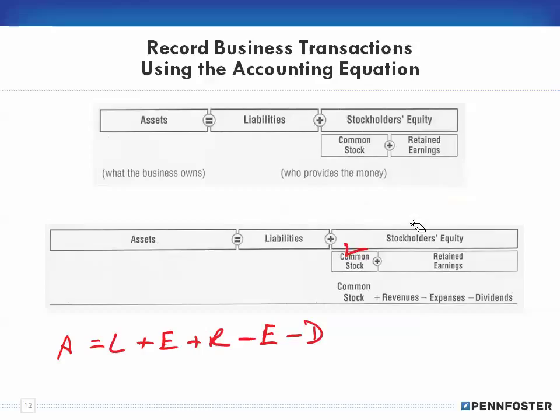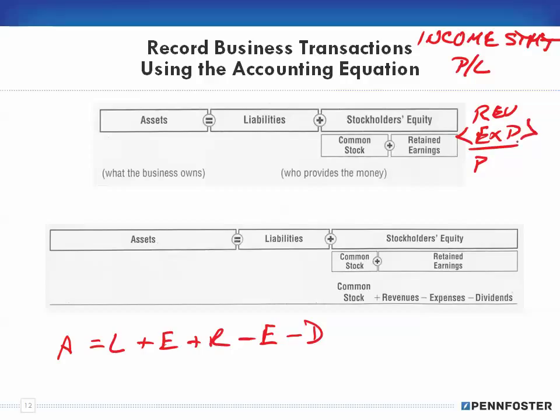Again, our profit or loss comes from our income statement. On the income statement, we have revenues less expenses, and that gives us our profit or loss. That profit or loss goes into the retained earnings account. So when we expand out our retained earnings account, we have to add in the revenues and then subtract out the expenses as part of our equity.